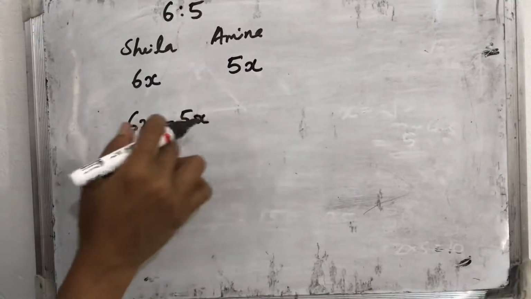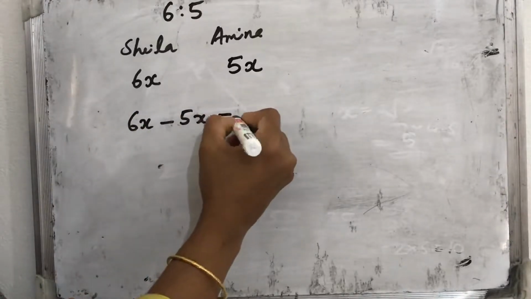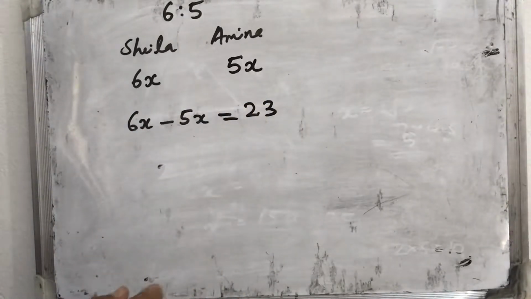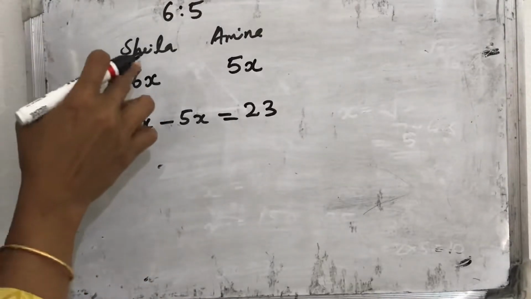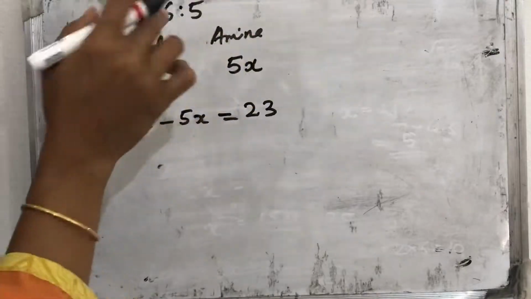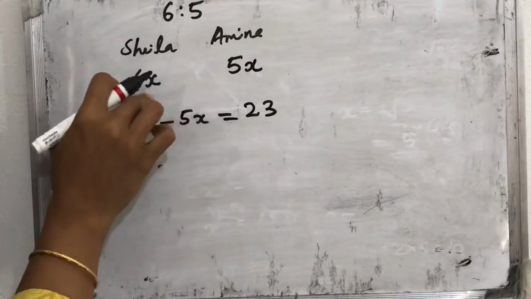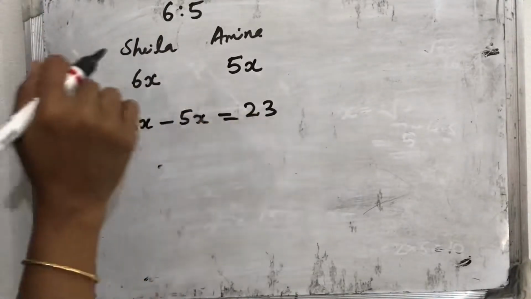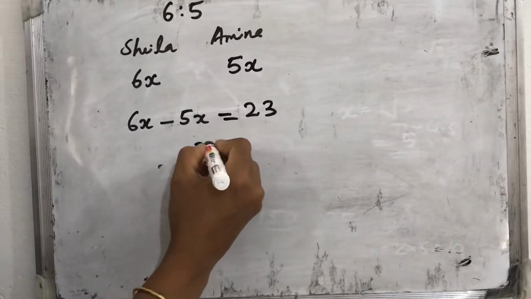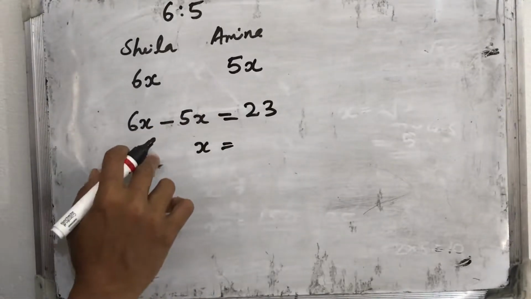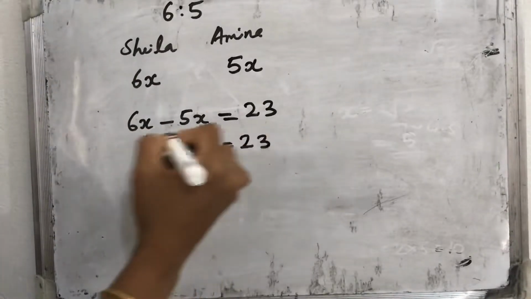What is the difference of their stamps? The difference of both of their stamps is given as 23. From that we can find out the value of x. Shayla received 23 stamps more than Amina, that means the number of stamps collected by both differs by 23. So 6x minus 5x is equal to 23. 6x minus 5x, we know that is 1x, we can simply write it as x. x is equal to 23.